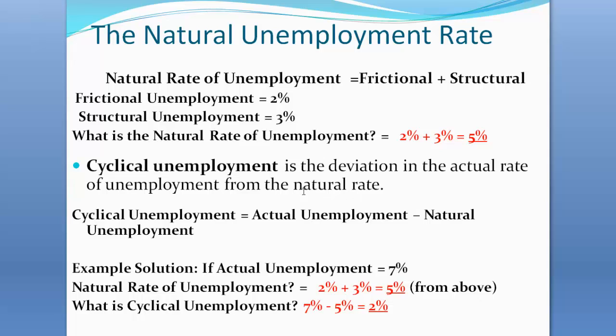Cyclical unemployment is the deviation in the actual rate of unemployment from the natural rate. So if actual unemployment rate is given as 7%, and the natural rate of unemployment is calculated as 5%, then the cyclical unemployment rate is 7 minus 5%, or 2%.